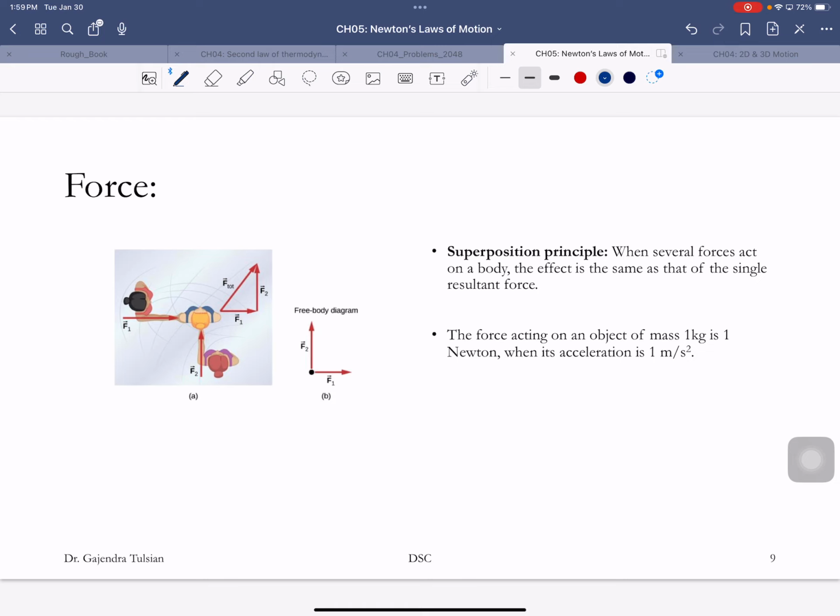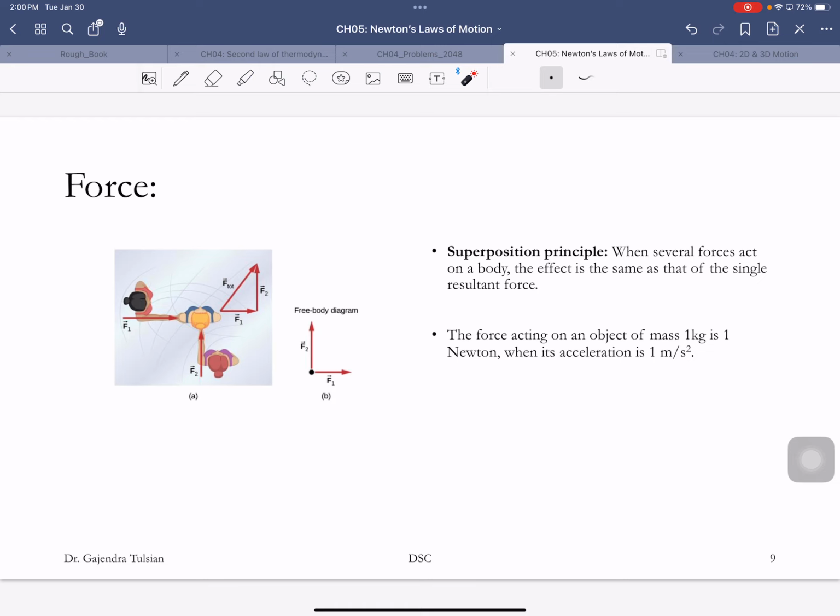Forces are vectors. So what the superposition principle says is the following. Let's say here's an object. There are multiple forces acting on the object. So the question is, which way does this object move? Here's this force, add the two vectors, there's a resultant force.